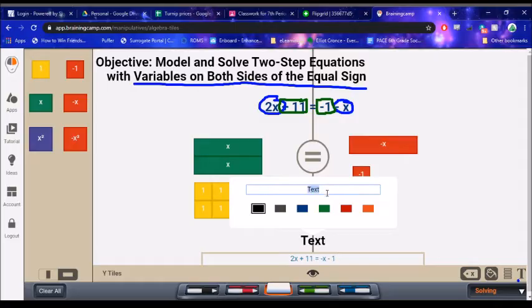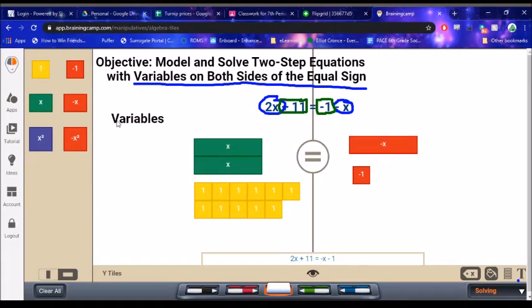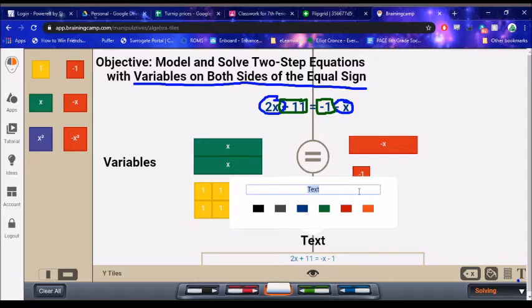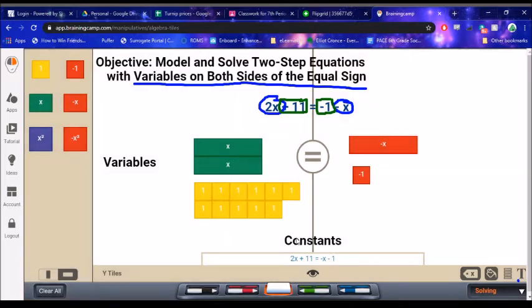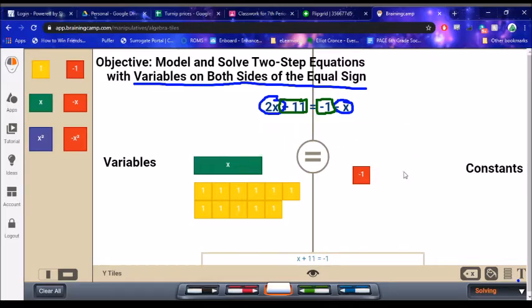So remember, two steps means two steps. It's called a two-step equation. Step 1 is we need to separate our variables and our constants. I'm going to go ahead and put all my variables on the left and my constants on the right, but there is no wrong way as long as they're separated. That's what's important. Ideally, after you separate them, you're going to want a positive variable. That doesn't always happen, but it's ideal.